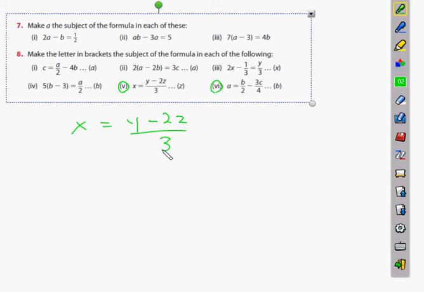Now, what happens here is, guys, the 3 is causing the problems, right? So we put 3 on the bottom, 3 on top. Gone.